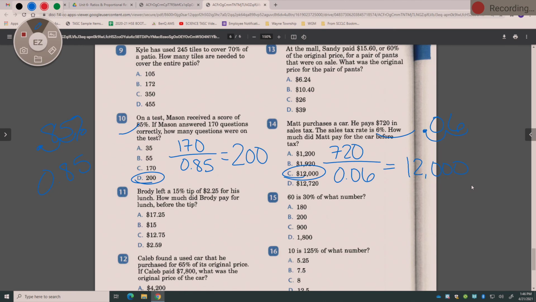So when you're looking at percentage problems, especially with sales tax or percentage off original prices, know what your part is, transform your percentage into a decimal, and know what your whole is. So know what goes where.